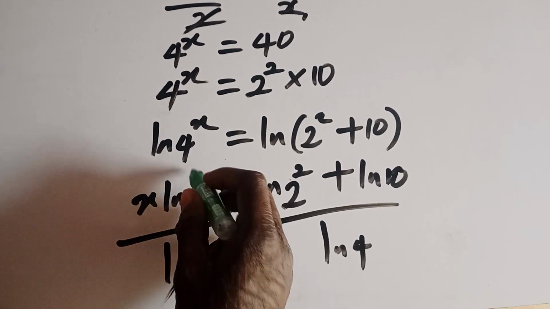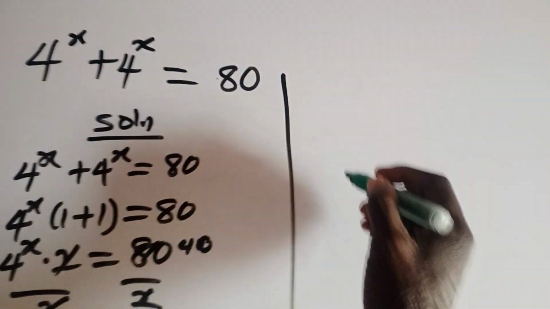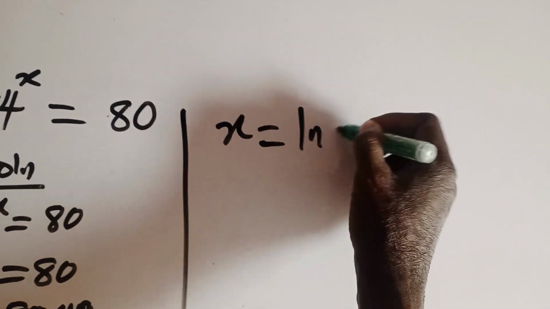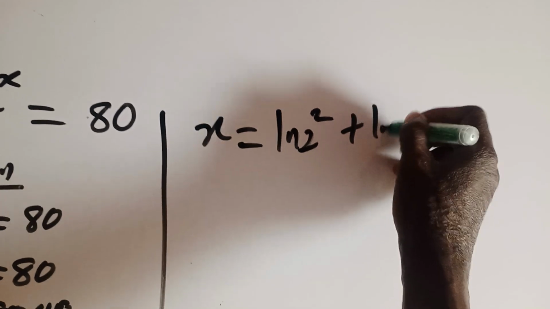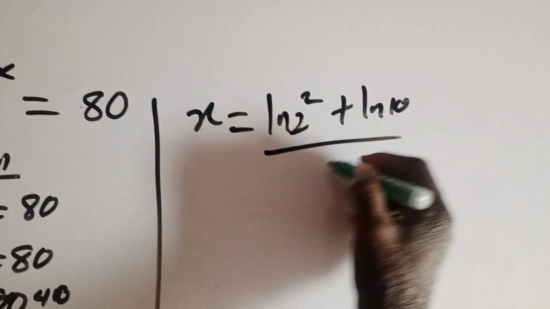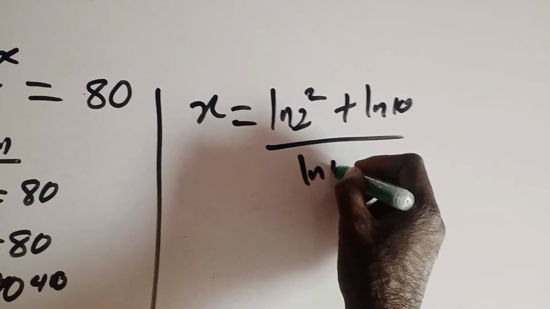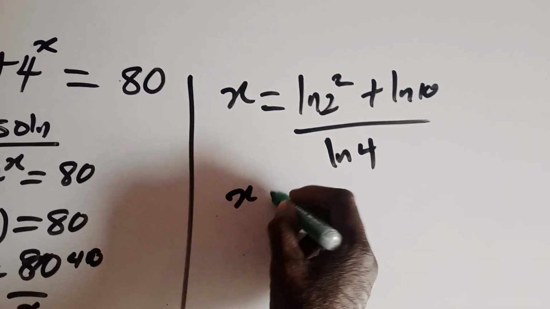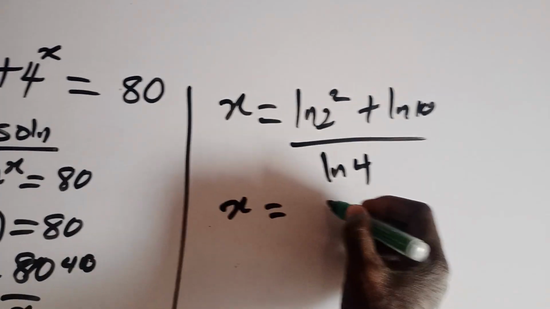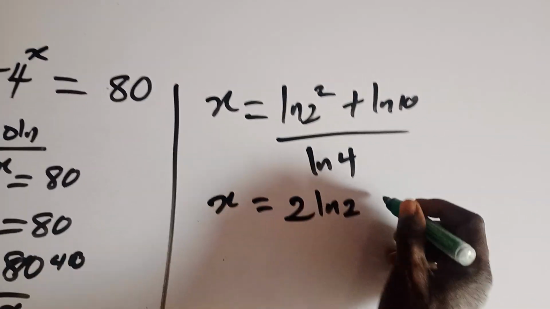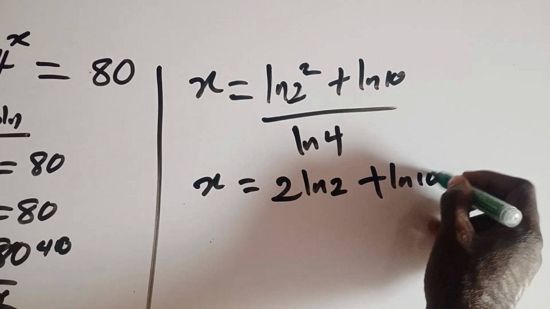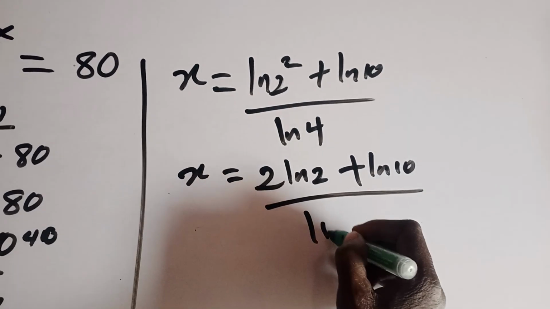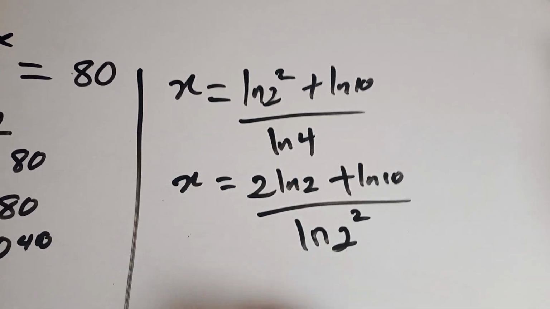So this ln of 4 cancels out ln of 4. Now we have x equal to ln of 2^2 plus ln of 10, divided by ln of 4. We can as well split this by saying x equal to 2 ln of 2 plus ln of 10, divided by ln of 2^2.